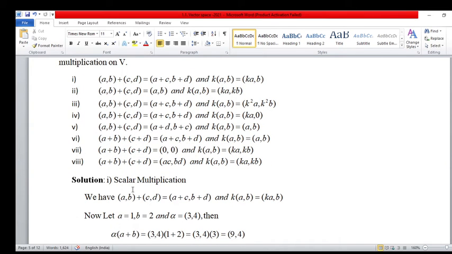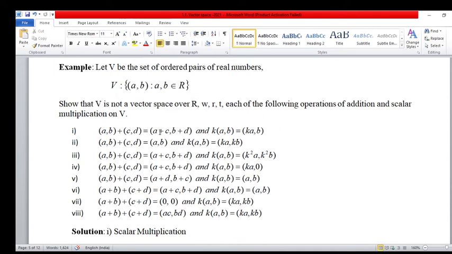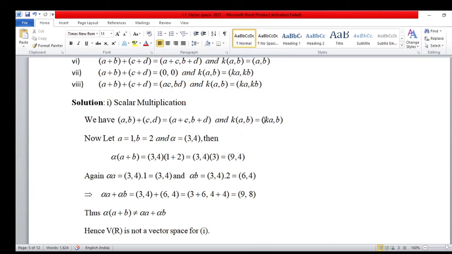So we take here the solution. First is scalar multiplication. We have the first ordered pair plus the second ordered pair, and the condition is (a plus c, b plus d) is equal to k(a, b), which is (ka, b). This is the counter example. Let a is equal to 1, b is equal to 2, and alpha is equal to 3, 4.